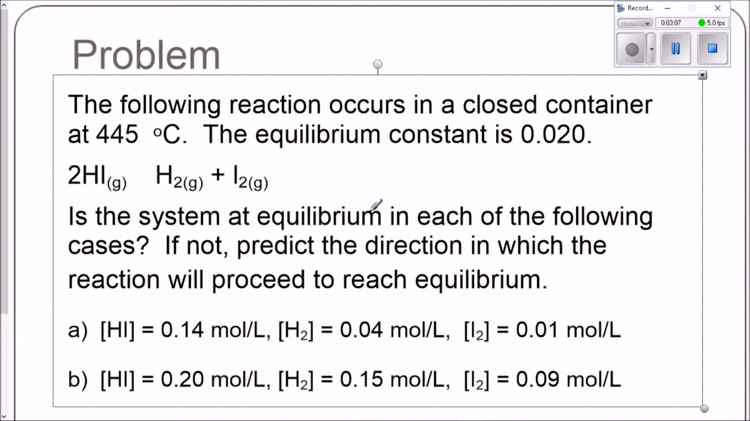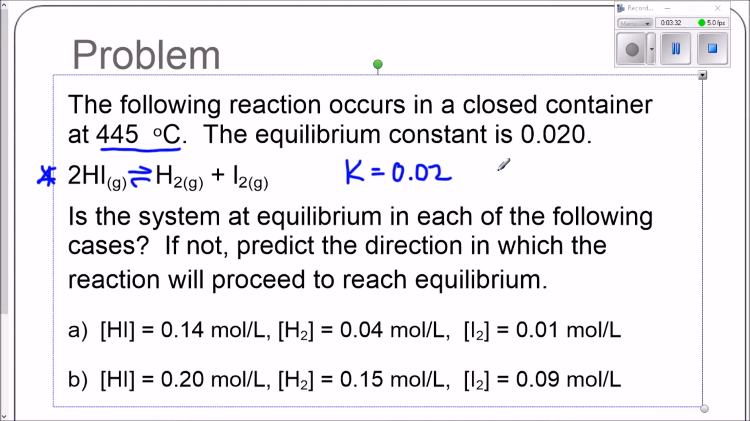So let's get through to the problem at hand. We're going to learn about Q. Okay, so this tells us that at this particular equilibrium, 2HI equals H2 plus I2, I can see that it's balanced. It gives you a specific temperature. It tells you that K is equal to 0.02 when it's at this 445 degrees Celsius.